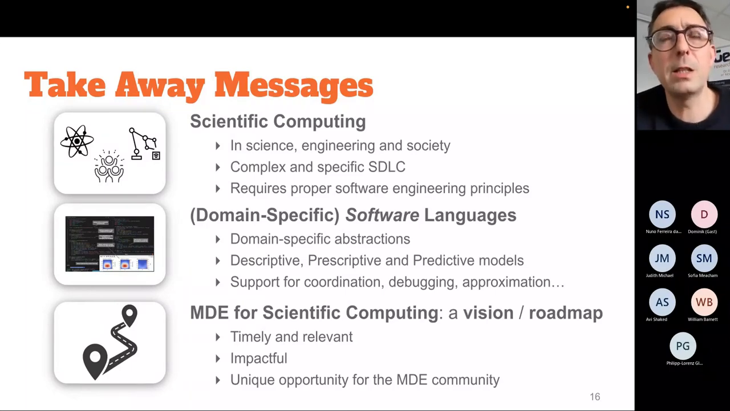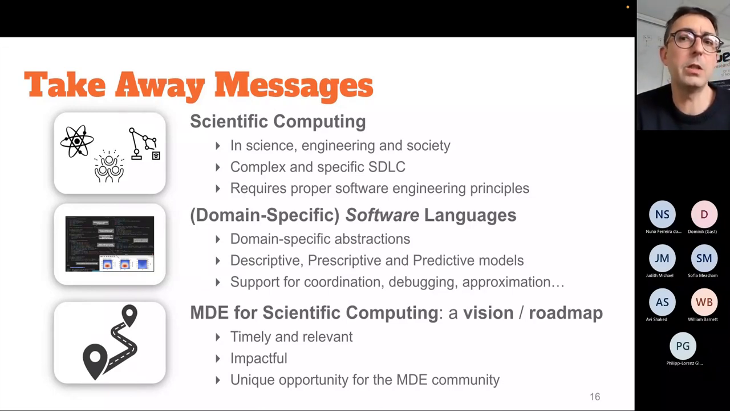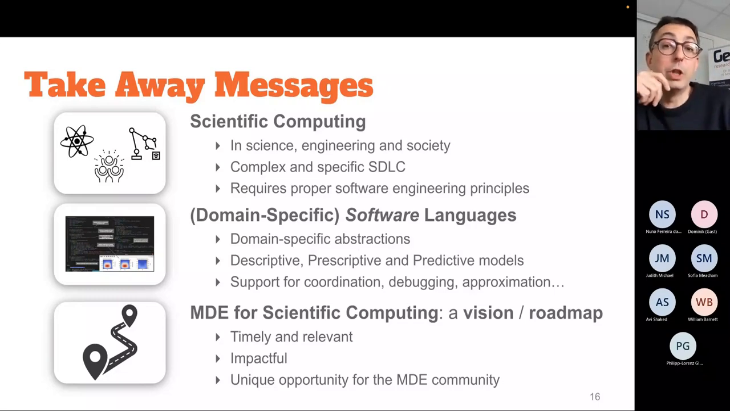And this is my last slide about the takeaway messages. So I think scientific computing is really important in science, engineering, and society, with some specificities, both of the software itself, but also of the software development process for building this kind of software. Software languages are super important, and more specifically, domain-specific software languages, I would say modeling languages. We need to provide the proper abstraction. We need to provide languages for descriptive, prescriptive, but also predictive modeling. And we need to support the coordination of these different kinds of models.